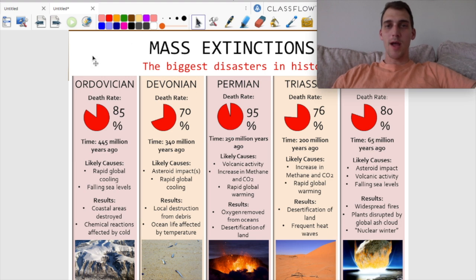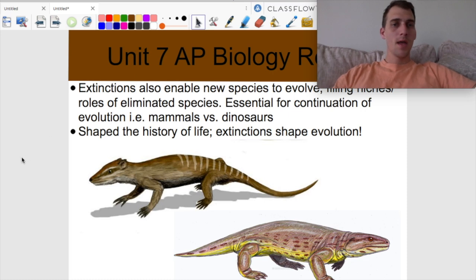But here's a quick graphic of the 5 major mass extinctions that Earth has had in the last 500 million years. I'm not going to read through all this, but it's just interesting to know. It's good to know, and we're going through a 6th mass extinction right now. So PSA, species are going extinct really, really fast today.